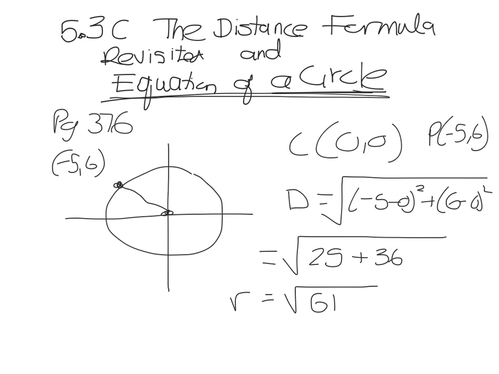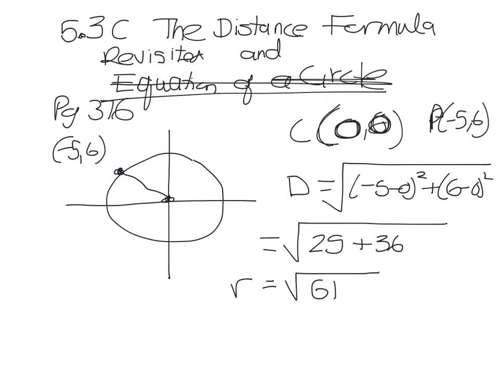Does that say COP in parentheses? Right here? No. Oh, okay. The center of the circle is 0, 0. A point on the circle is -5, 6. For now, I want to just leave it as a radical. P is just a point on the circle. Okay, we'll just leave it as a radical.